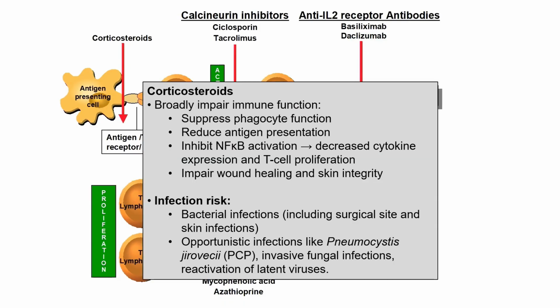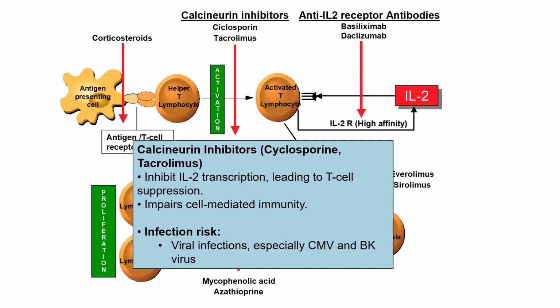want to highlight these in regards to what we think about in terms of the infectious risks. So if we start with corticosteroids, we know they broadly impair our immune function. They suppress phagocyte function and reduce antigen presentation. They inhibit NF-kB activation, which decreases cytokine expression and T-cell proliferation. And they ultimately impair wound healing and skin integrity. So therefore, that comes with bacterial infections, opportunistic infections like pneumocystis, invasive fungal infections, and reactivation of latent viruses.